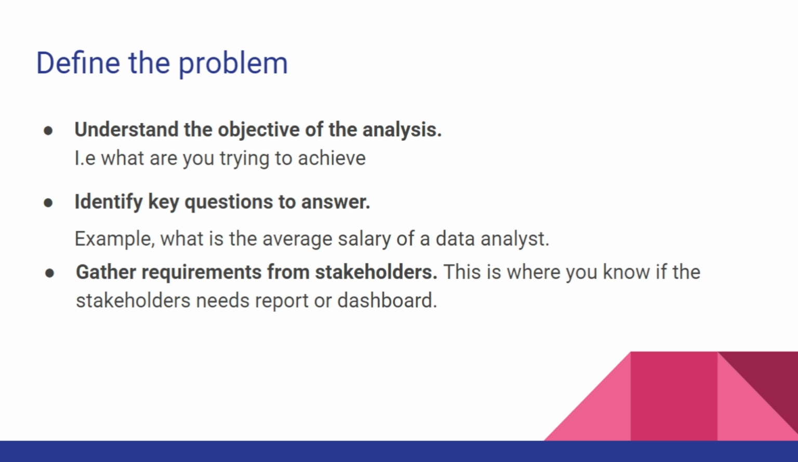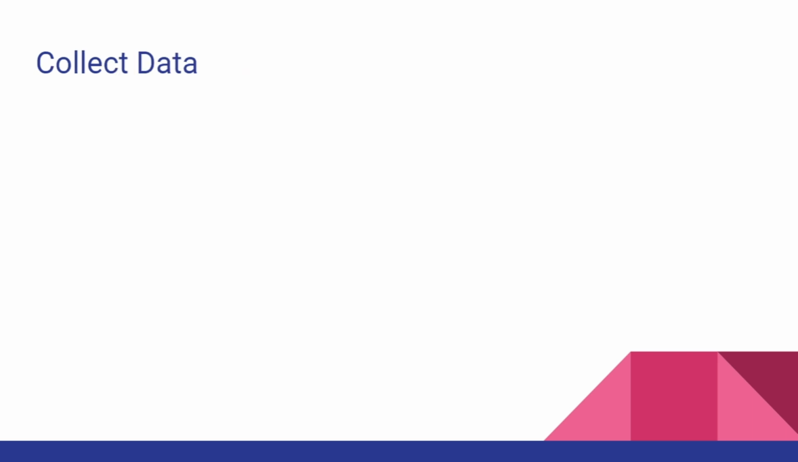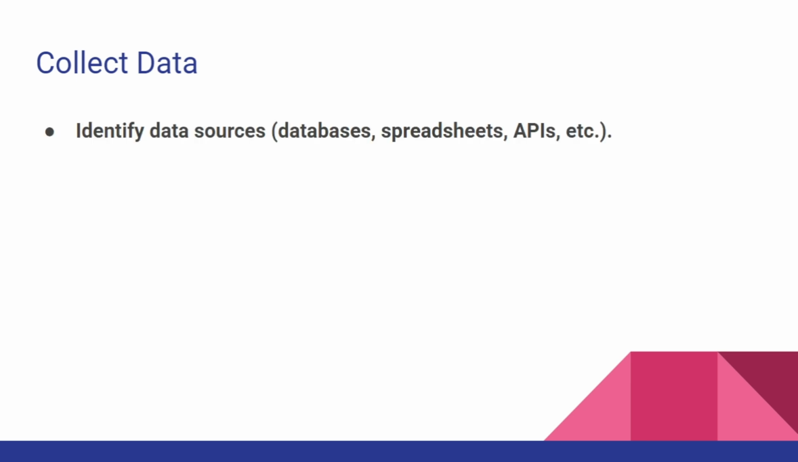Now, let's move on to the next step in the data analysis process. The next step is to collect your data after you've understood your objective and what you're trying to do. This is where you identify the data source. Where are you getting your data from? Is it going to be from databases? Is it going to be from a spreadsheet, or is it going to be from an API?